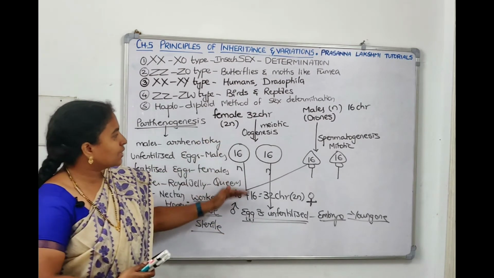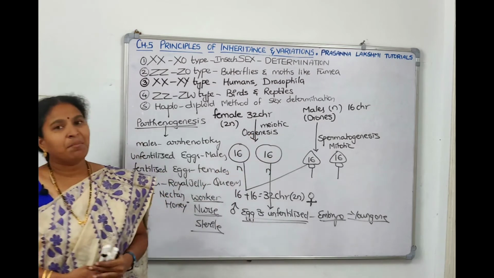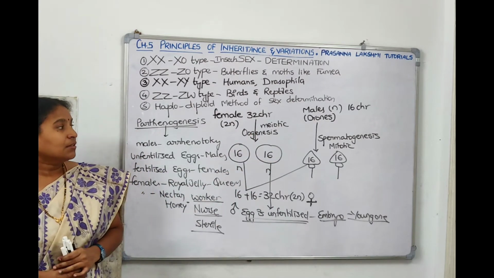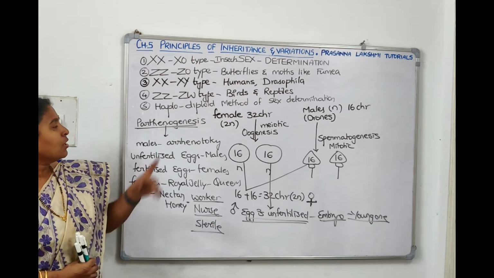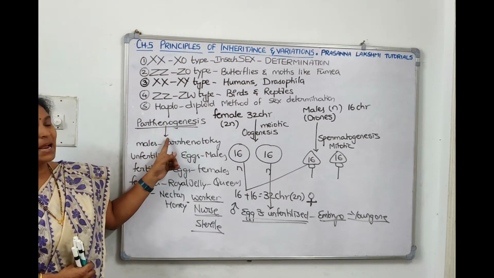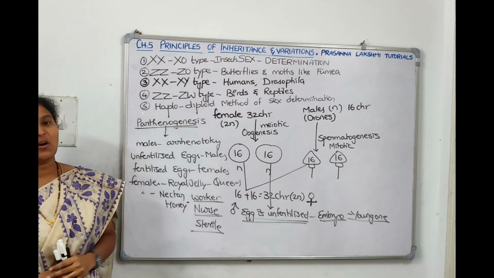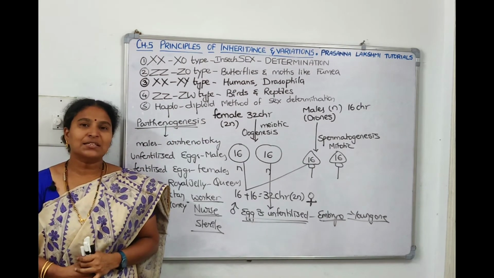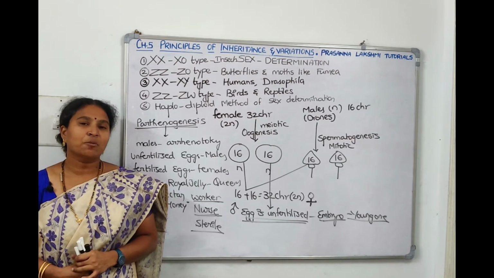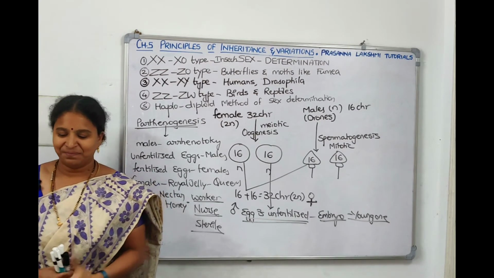The queen will lay the eggs by meiotic division, whereas the haploid males will make the sperms by mitotic division only. This type of sex determination, where haploid condition is seen in males and diploid condition is seen in females, is called the haplo-diploid method of sex determination. So this is about sex determination. Take a screenshot, then we'll talk about the next concept, mutation.